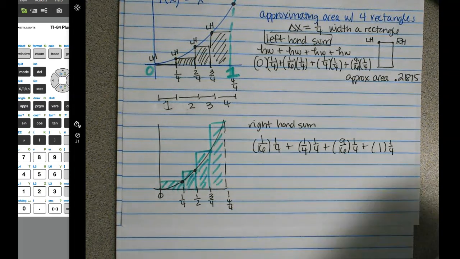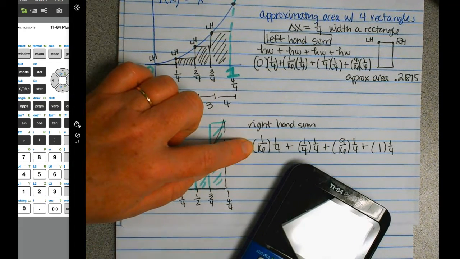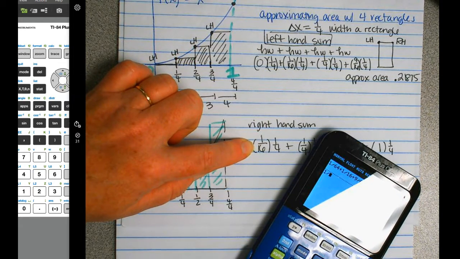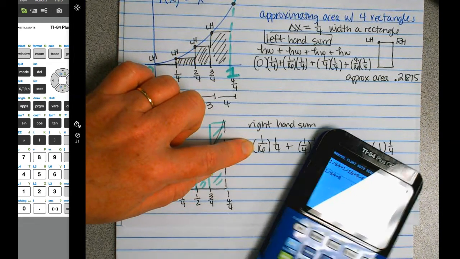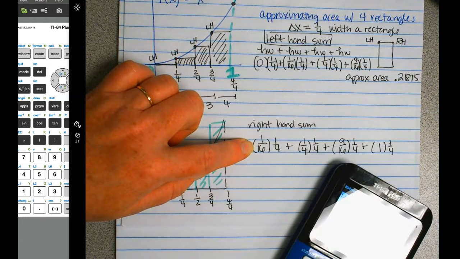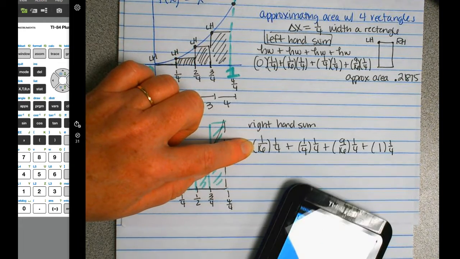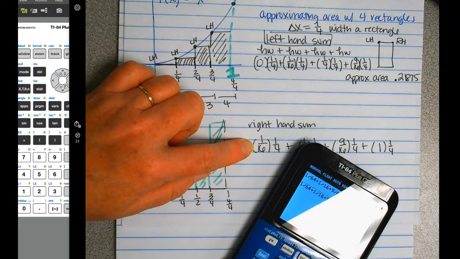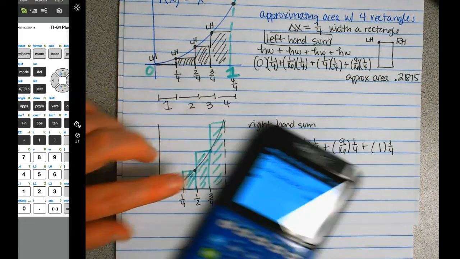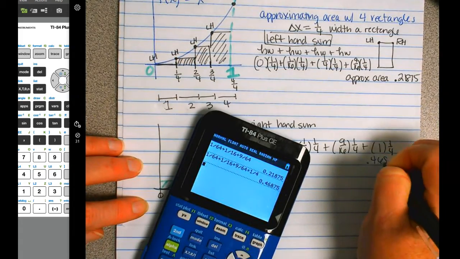And then we throw all that in the computer. Well, it's a calculator. I don't know why I call it computer. So now I have 1/64 plus 1 divided by 16 plus 9/64. I guess I could have just added 1/4 to the last one because I had 0 in the last one. I've got my approximate area is 0.46875.